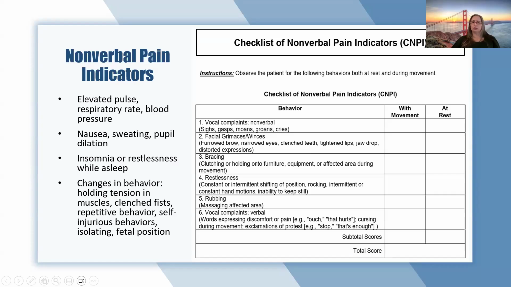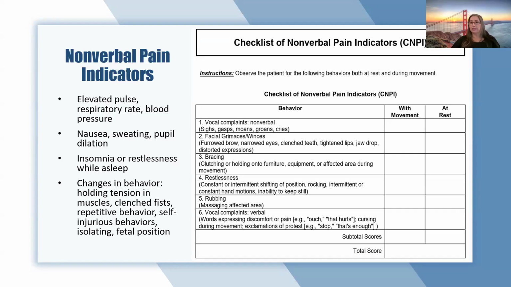And then we always want to watch for changes in behavior. If somebody is holding tension in their muscles, if they have their fists clenched, if they are doing some kind of repetitive behavior that's something different for them. Self-injury can also be an indicator of pain or discomfort, because they're not sure how to respond to it, so they're trying to do whatever they can to distract themselves from that discomfort. And sometimes self-injury is the only way they know how to do that.